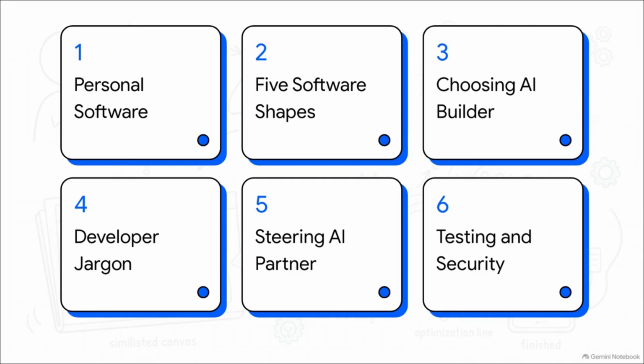Let's just quickly glance at our roadmap for today. We'll kick things off with the era of personal software, map out the 5 software shapes, and then choose your AI builder. After that, we'll demystify some developer jargon, look at how to actually steer your AI partner, and finally, wrap up with testing and security. Sound good? Let's dive in.